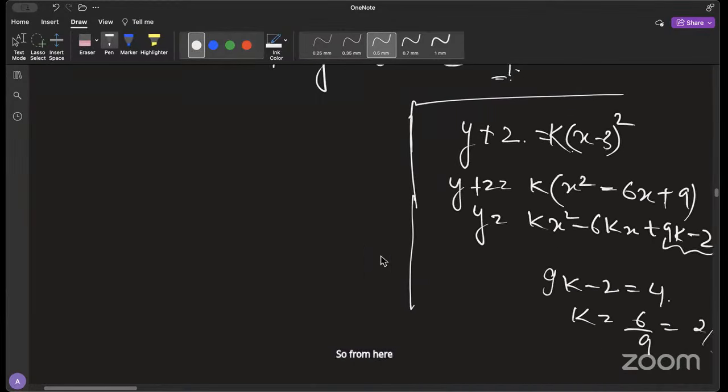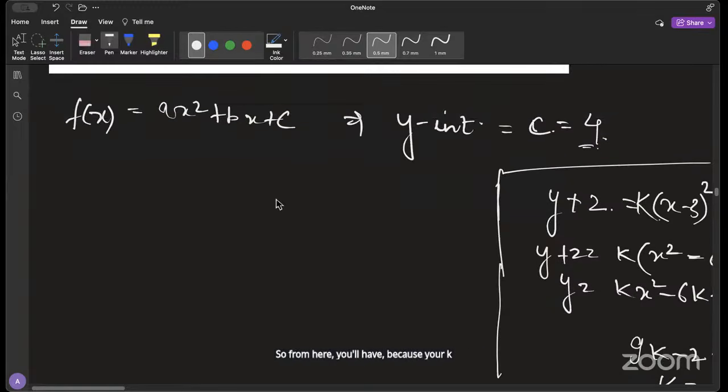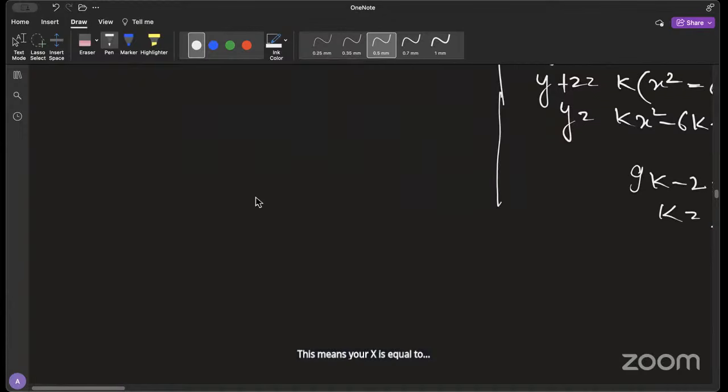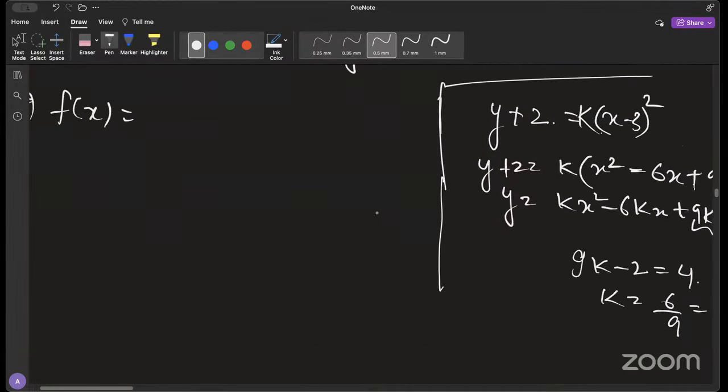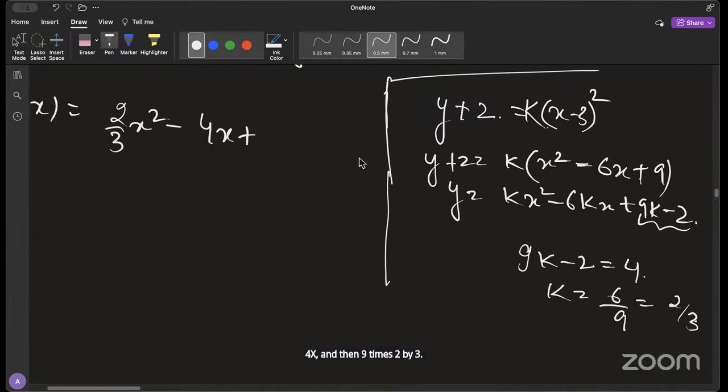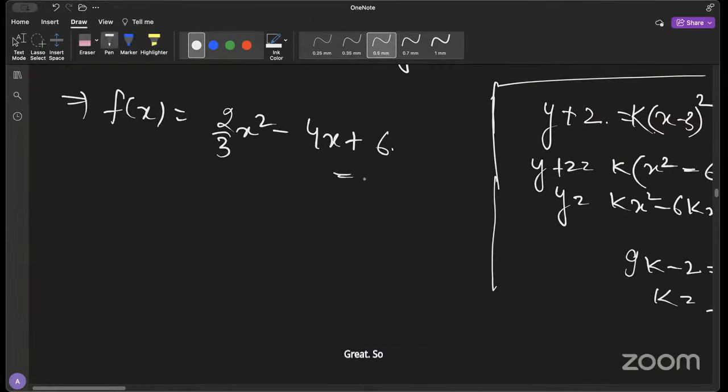So from here, because your k is equal to 2 by 3, this means your fx is equal to kx square, that means 2 by 3 x square minus 6 times 2 by 3. So this is 2, so it will be 4x, and then 9 times 2 by 3. So this will be 6, right? Right. So this is the equation.